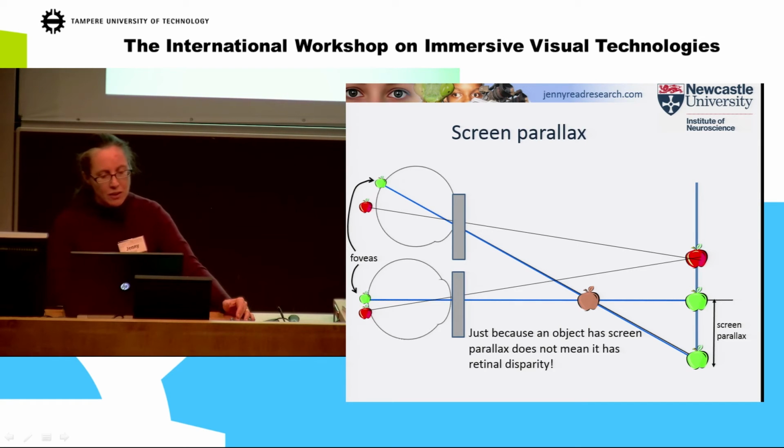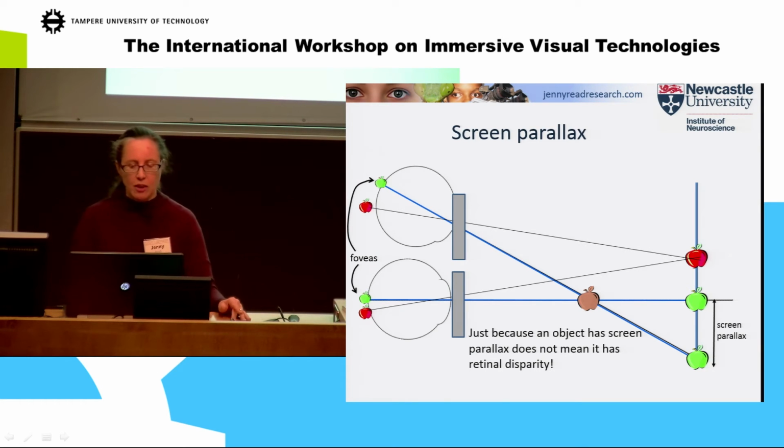So if the viewer turns their eyes to fixate this object in front of the screen, then its image will have zero disparity on the retina because it will be falling on the fovea in both eyes. And it will actually be this image here, which has no screen parallax, that will have a retinal disparity. Is that making sense to everyone? Great.